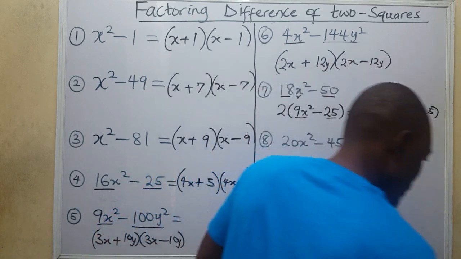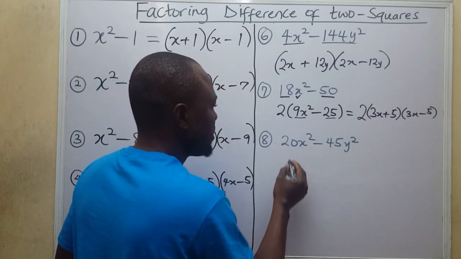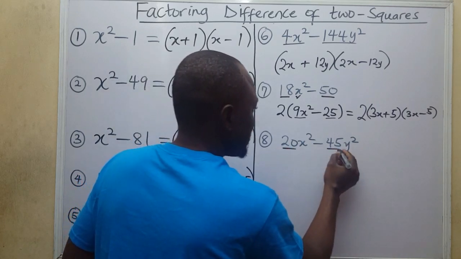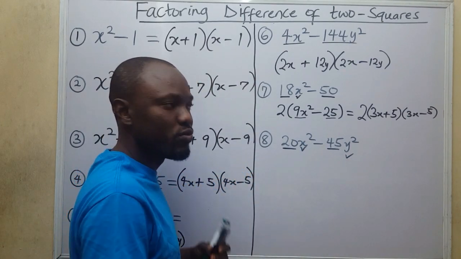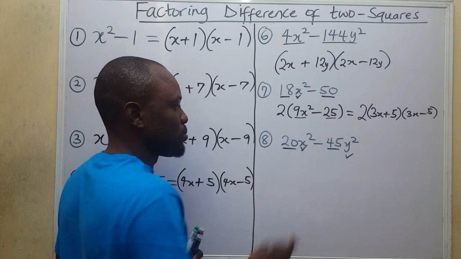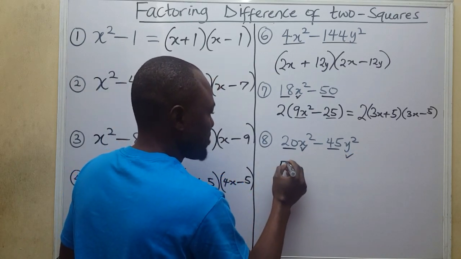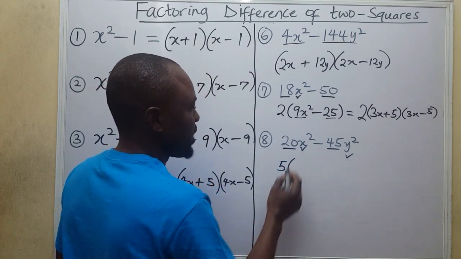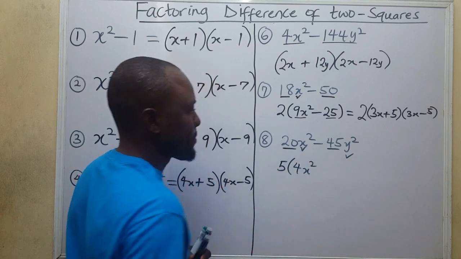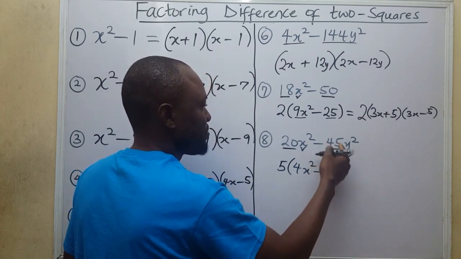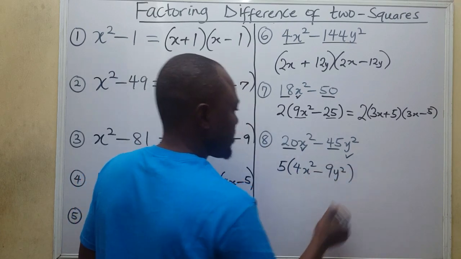Now for the last problem, what we need to look at is this is not a perfect square, this is not a perfect square, but these are perfect squares after factoring. So we need to take out the highest common factor between this term and that term. The highest common factor is 5. If I do that, 20x squared divided by 5 will give me 4x squared, minus 45y squared divided by 5 will give me 9y squared.